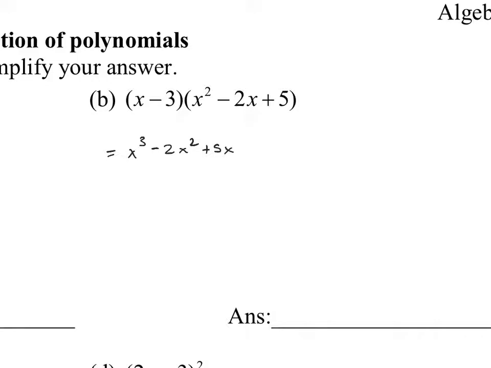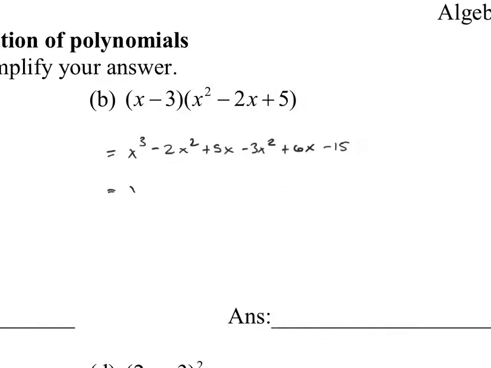Now I'm going to distribute the negative 3 through. So I'd have a negative 3 times x squared, which is negative 3x squared. I'd have a negative 3 times a negative 2x, be careful with your sign, would be a plus 6x. And I'd have a negative 3 times a negative 5, which would be our minus 15. So all I did for that was I distributed the x to each one of the terms, and then I distributed the negative 3 to each one of those terms. Now what do we do? Combine like terms and simplify.